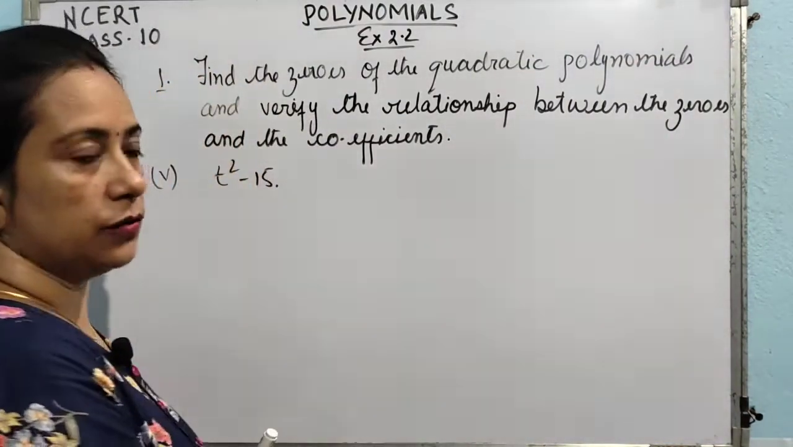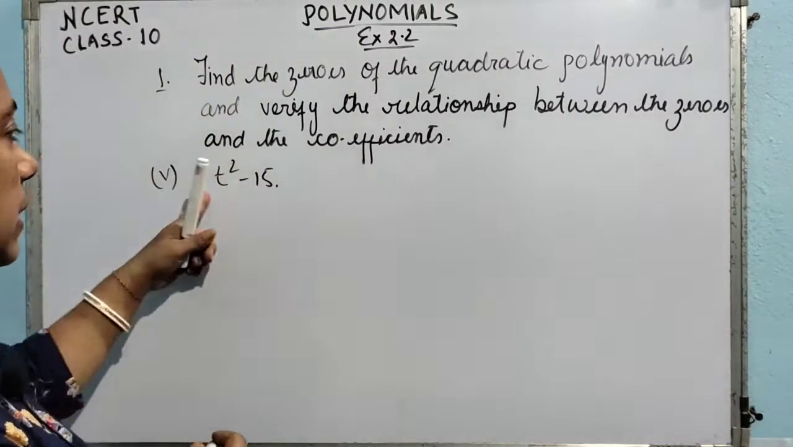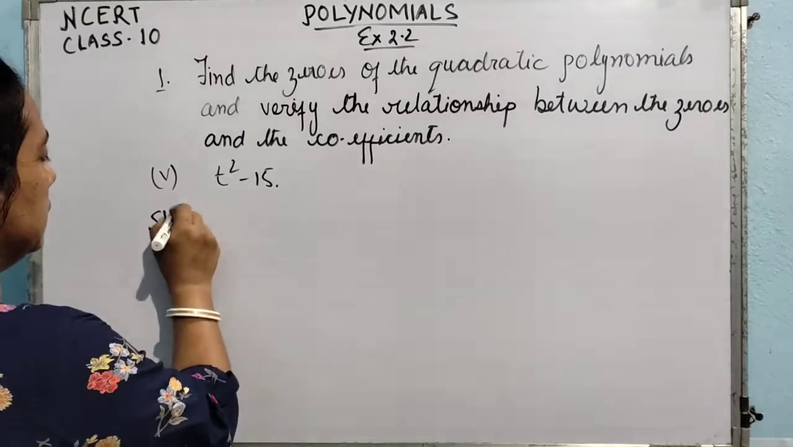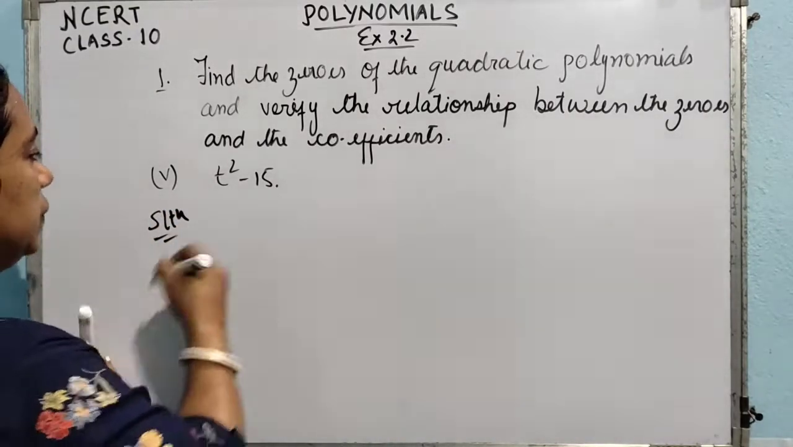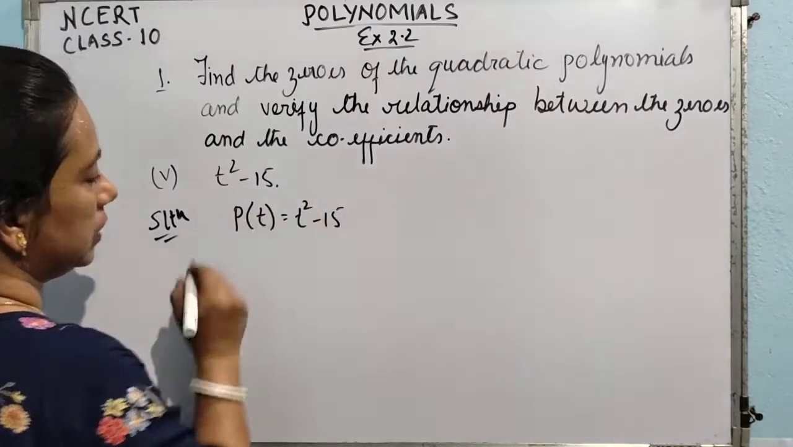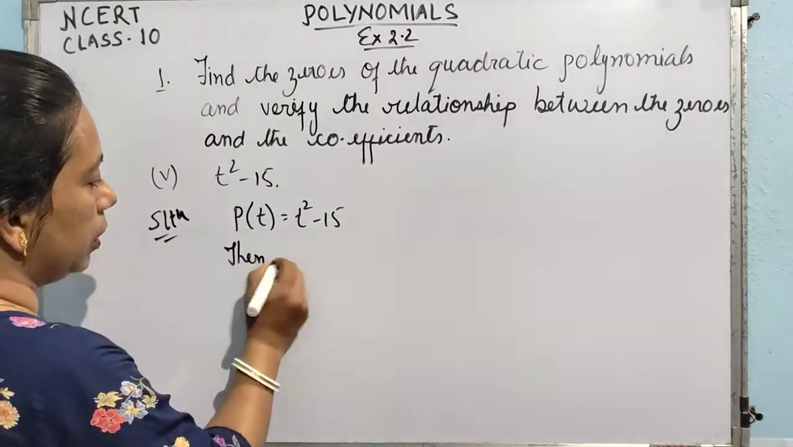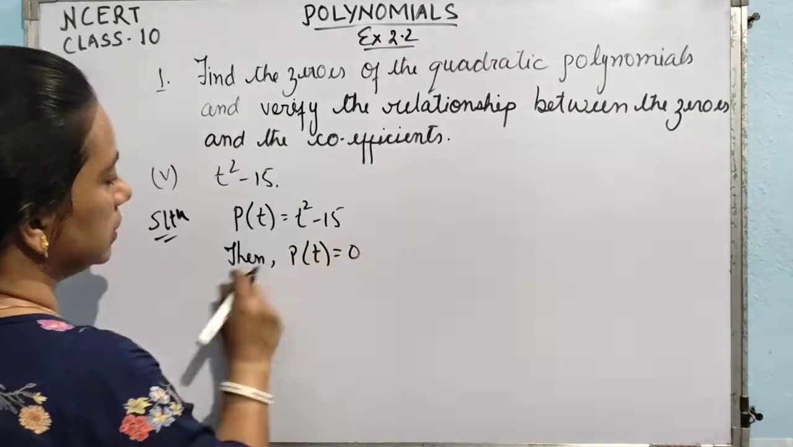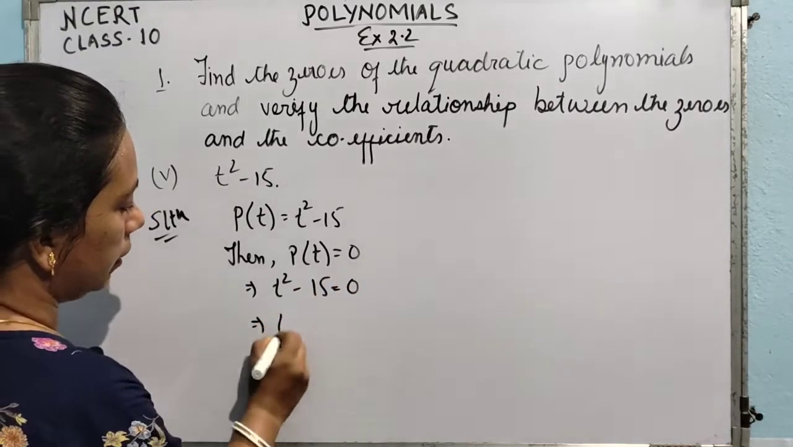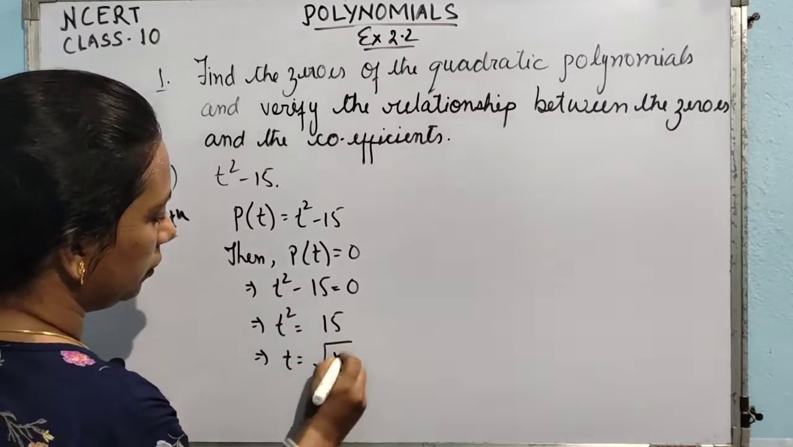Now next question from question number 1, t square minus 15. This is our polynomial t square minus 15. So we will be taking our polynomial as p of t. Why? Because here the variable is t, so it is t square minus 15. Now first we have to find out the zeros of this polynomial. In order to find the zero of the polynomial, we have to consider p of t equal to 0, that is t square minus 15 equal to 0. Now it means t square is equal to 15. So t is equal to square root of 15.